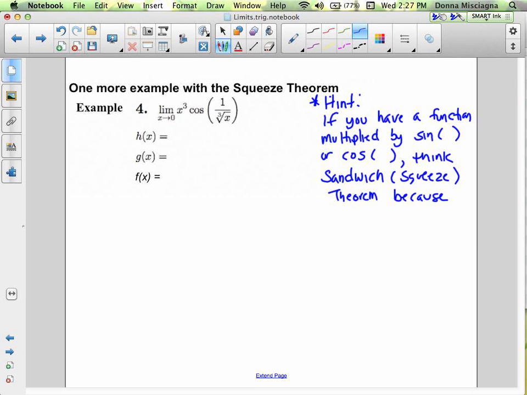let's think about sine and cosine. So the reason that we can use the sandwich and squeeze theorem sometimes with sine and cosine is because sine blop and cosine blop, no matter what the blop is, oscillates between -1 and 1. All right, so if you've got a function times 1, well, that's the same function. If you've got a function times -1, well, that's the opposite of that function.